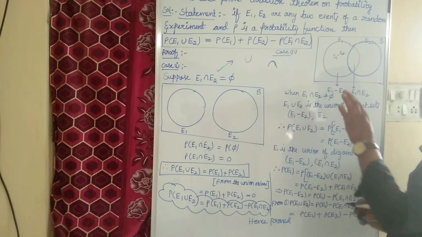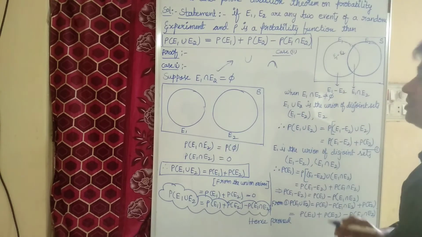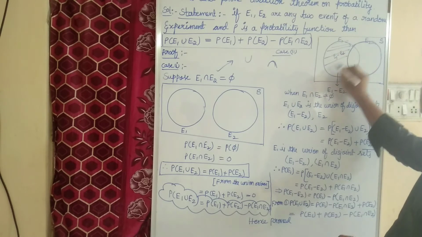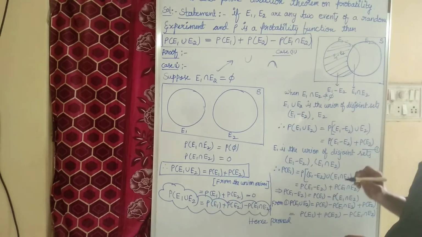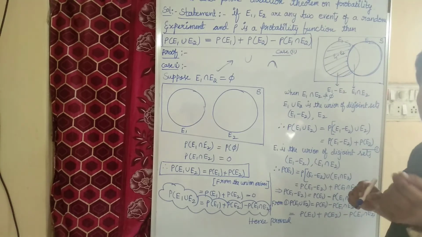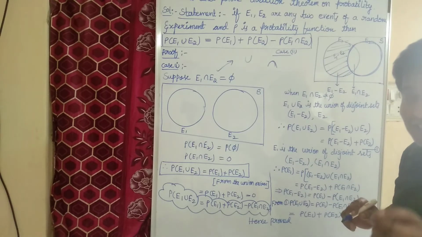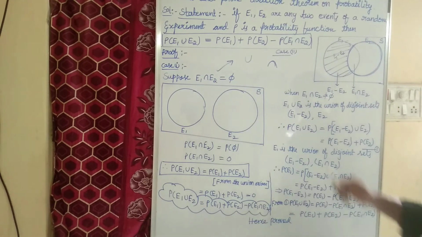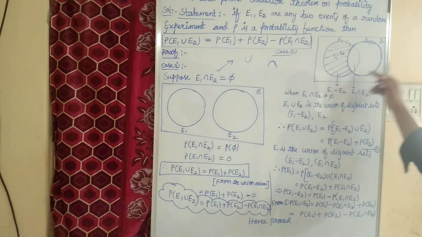E1 union E2 we want. E1 union E2 means what? This is our E1 minus E2, and this everything is E2. E1 union E2 is nothing but the disjoint sets of E1 minus E2 and E2. This is E1 minus E2 and this is the total E2.